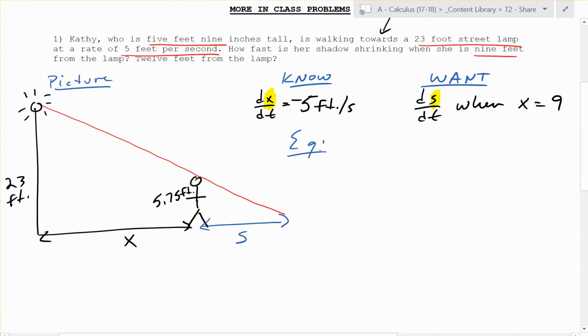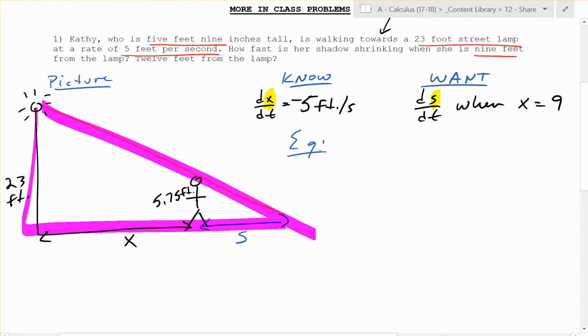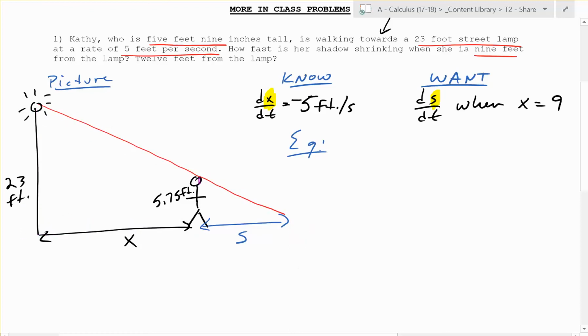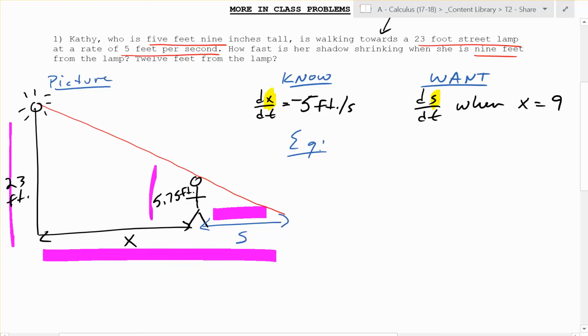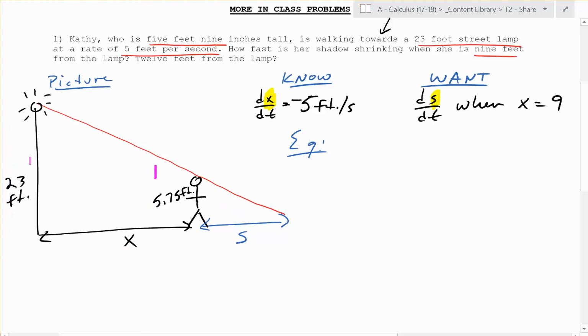The similar triangles are the following. There is this triangle right here, and that triangle, that purple one right there, is going to be similar to this one right there. So what does that mean? Corresponding sides, the ratios will be the same. So what that means is this side to this side is the same as this side to this side. The same corresponding relationship should be true because they are similar triangles.